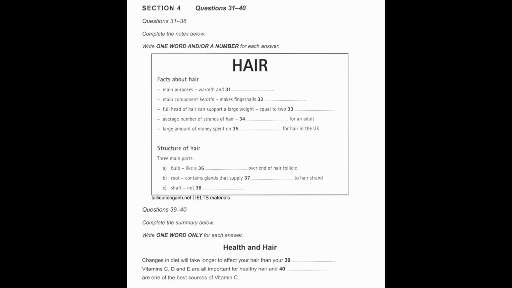And so, what is the key to healthy hair? Well, eating a balanced diet is the most important thing. There are a number of vitamins that are vital for good hair health, the main ones being vitamins C, D, and E. And in a balanced diet, all these vitamins should be readily available.